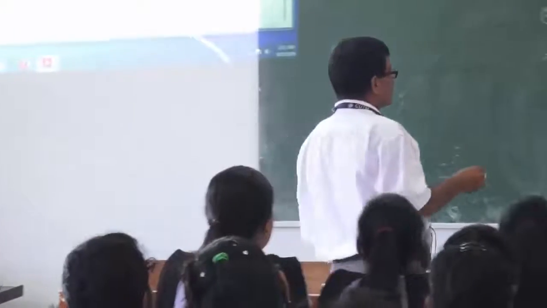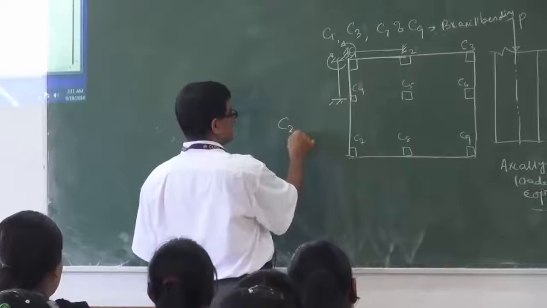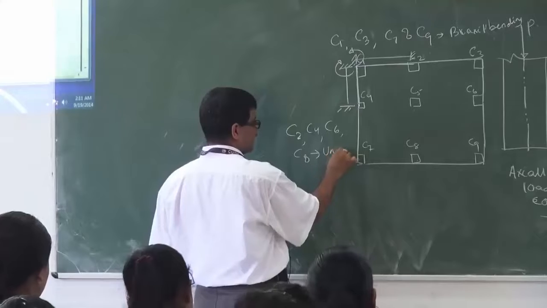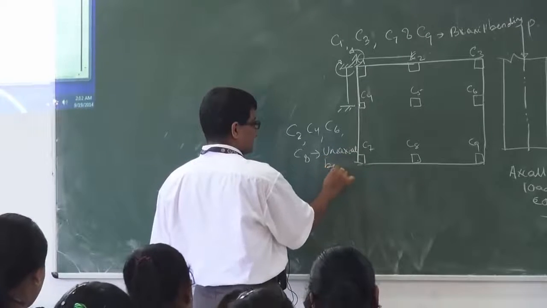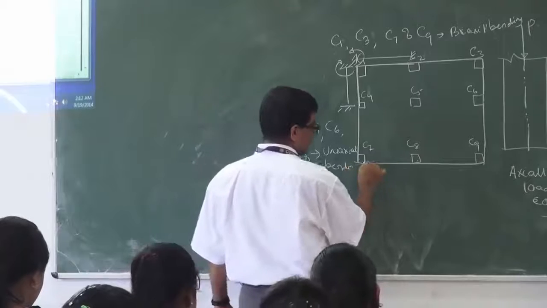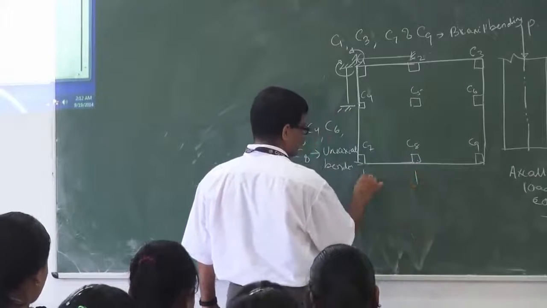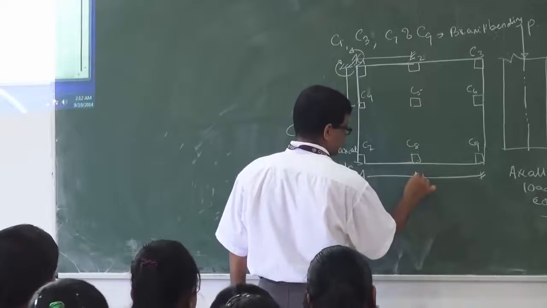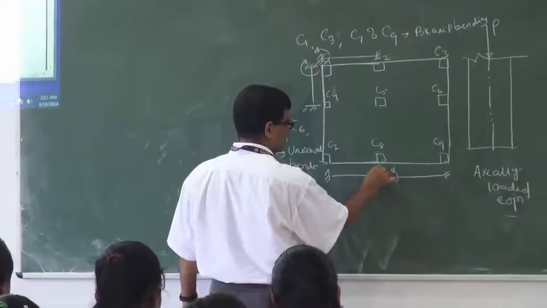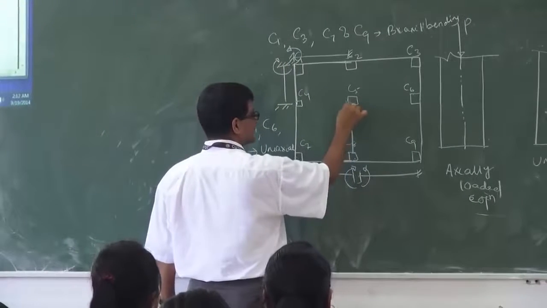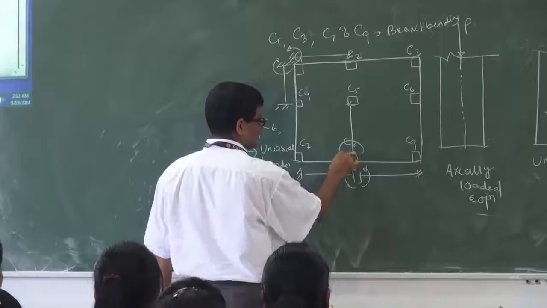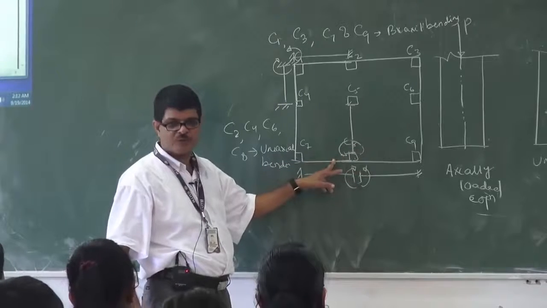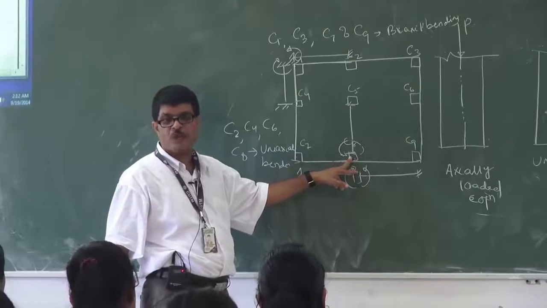Now if we come to these columns C2, C4, C6 and C8, these columns are under uniaxial bending. What is uniaxial bending? Uniaxial bending means, suppose this is the column. How will the moment be here? This will be considered like this, and this is considered like this. Now this moment will come here, this moment will come here, and here also you have a moment. Now these two moments will cancel each other, and you have only one moment. That is why these columns are subjected to uniaxial bending.